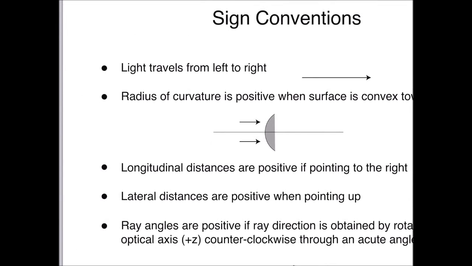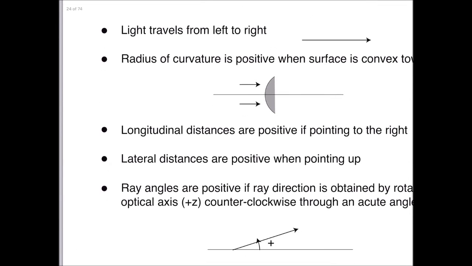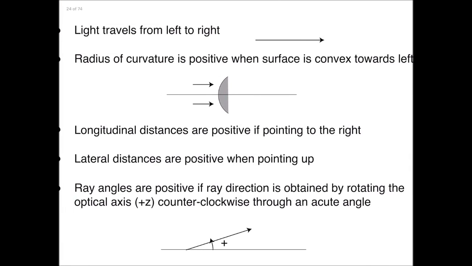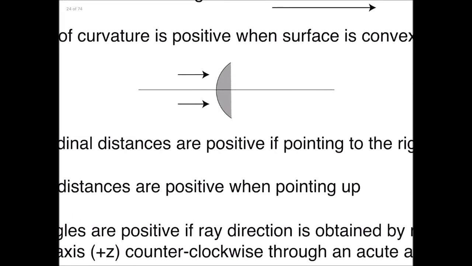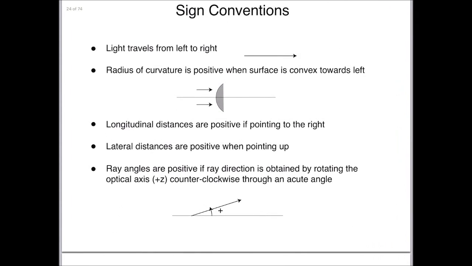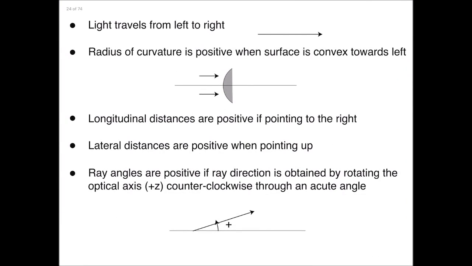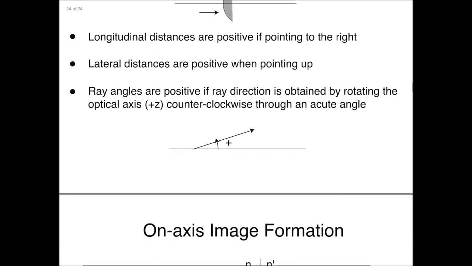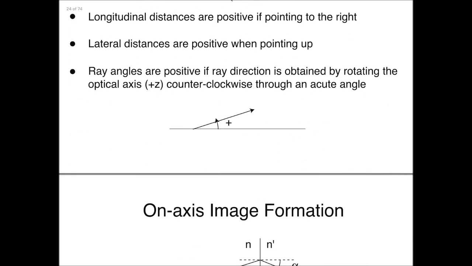Also, if the surface is convex to the right, the radius of curvature would be negative, like a mirror image of what you have, horizontally flipped. Longitudinal distances are positive if pointing to the right, and lateral distances are positive when pointing up. Ray angles are positive if the angle is measured by rotating the ray counterclockwise, and if you rotate clockwise, it's negative.